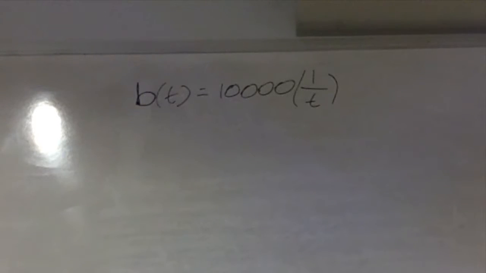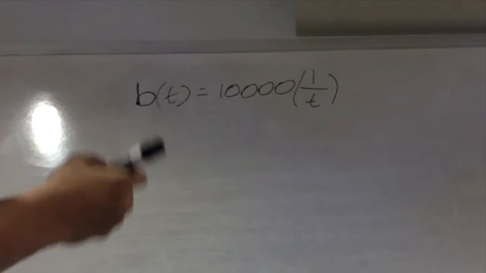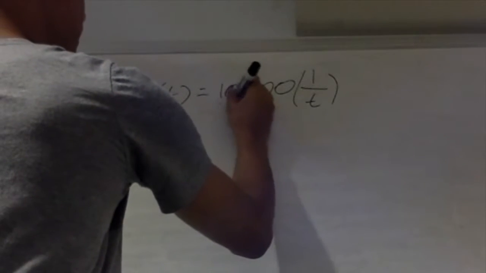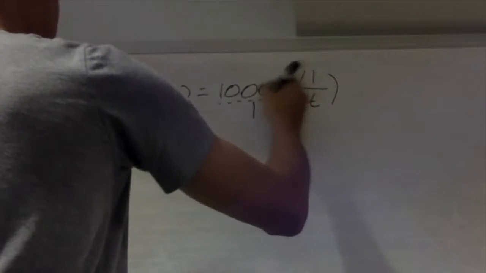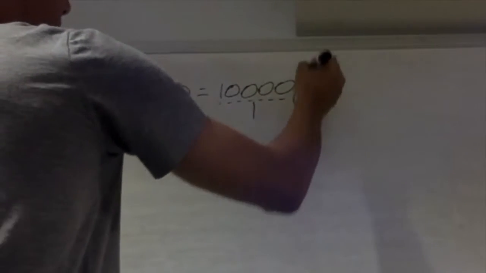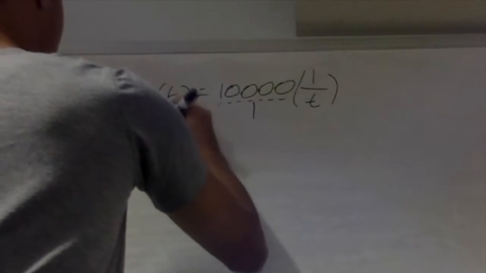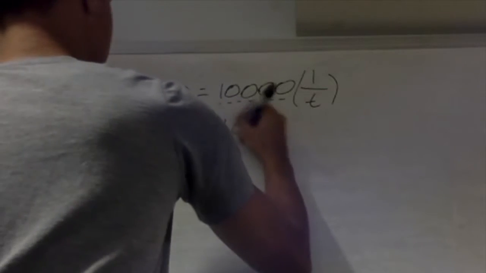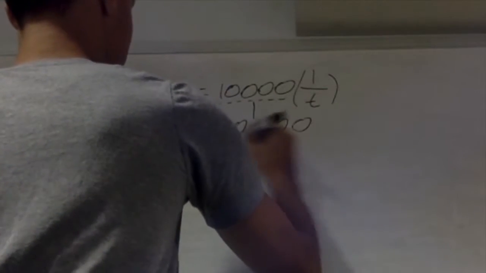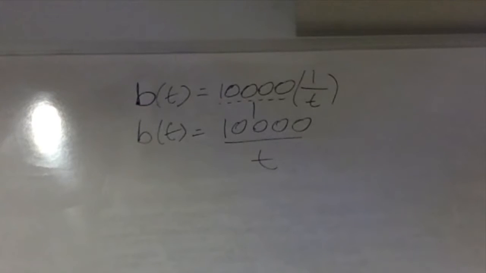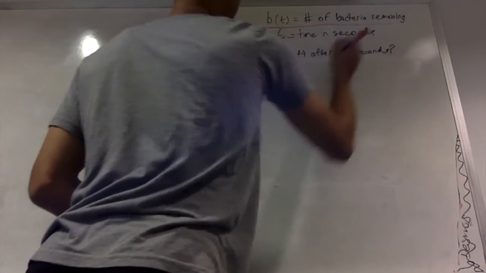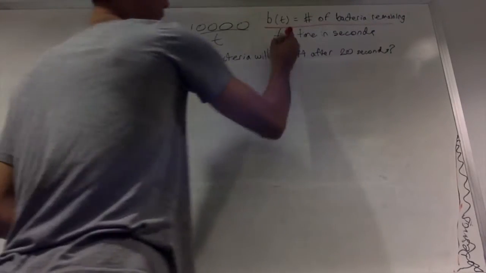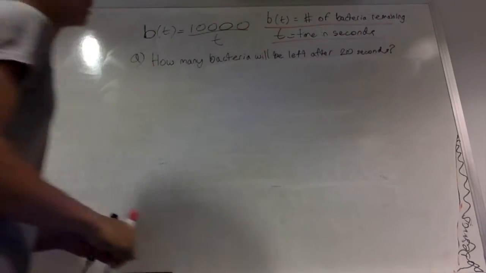To start off, we can make this equation given to us a little simpler. We know that with nothing under 10,000, it's basically 1. And if we multiply 10,000 over 1 by 1 over t, it simplifies to 10,000 over t, which can be our base equation. For questions A through C, we will need to remember that B(t) represents the number of bacteria remaining, and t is equal to time in seconds.